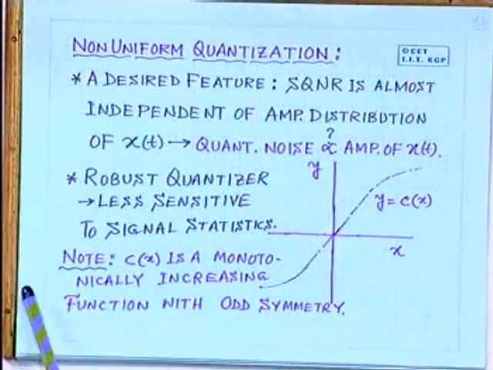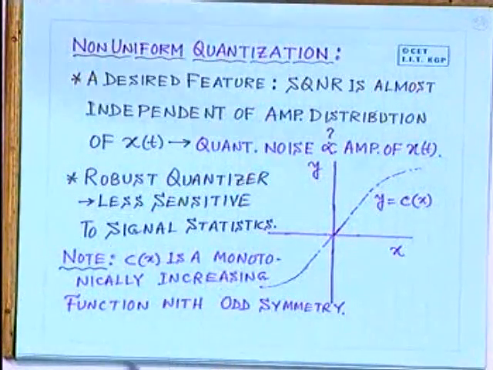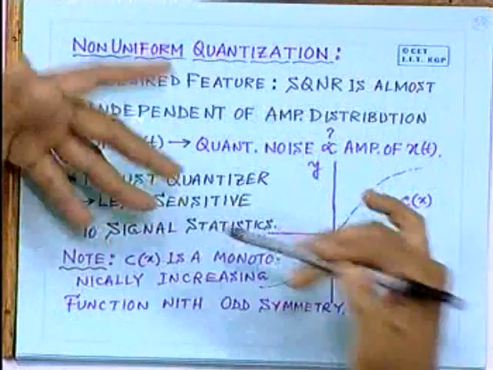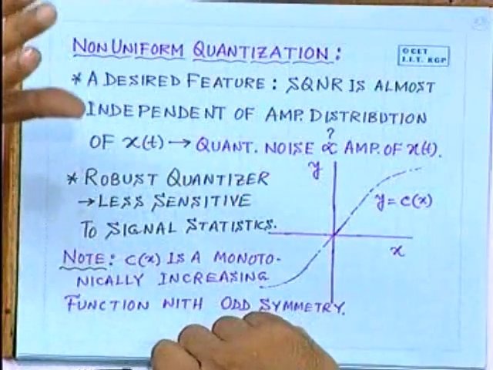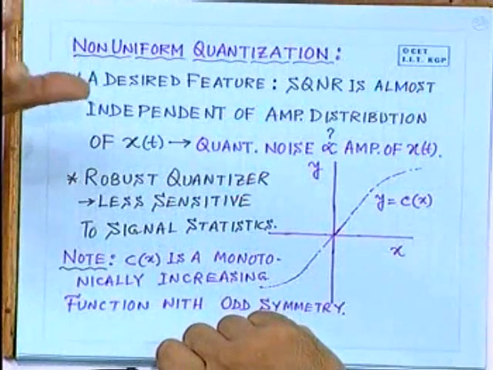So you can say a robust quantizer should be less sensitive to signal statistics. Stating the same thing in a somewhat different manner, we say a quantizer is robust when the quantizer output parameter, the single most important parameter, the signal to quantization noise ratio, is insensitive to the statistics of the input signal. Then we say that the quantizer is a robust one.